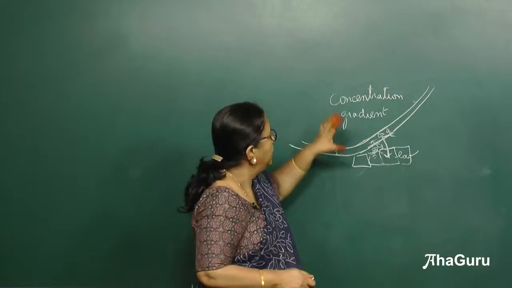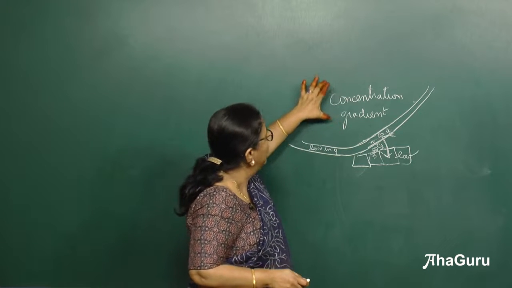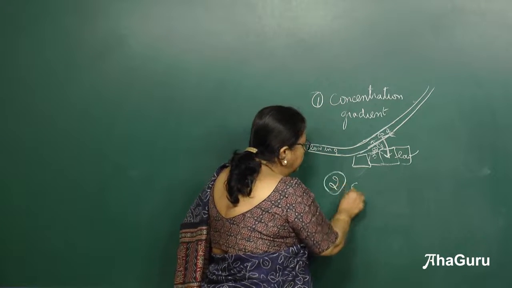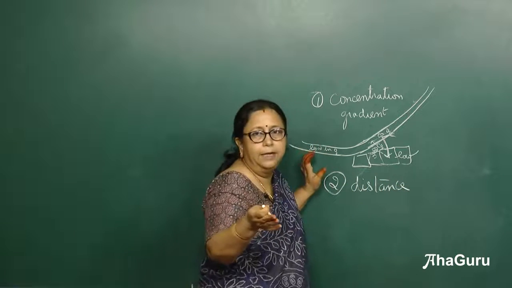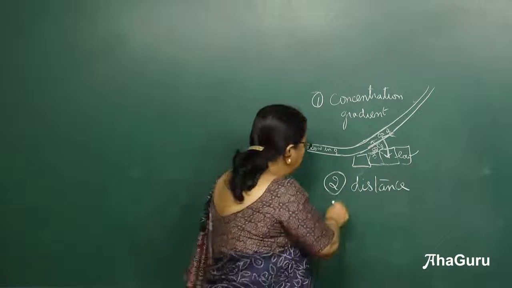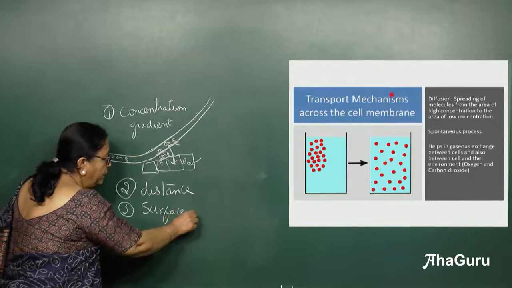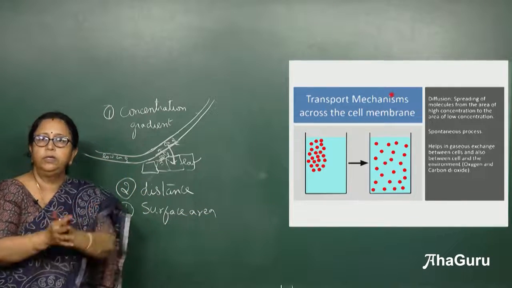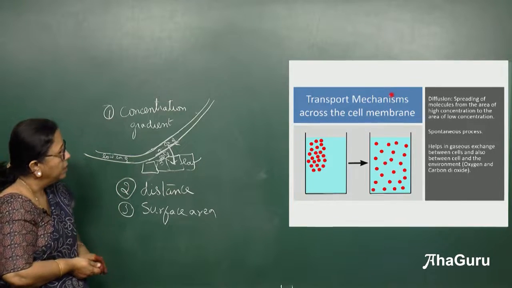More molecules will diffuse. So the diffusion depends on the concentration gradient, and the second factor it depends upon is the distance. The shorter the distance, the higher the rate of diffusion. Naturally, right? It doesn't have to move a lot. So if the distance is small, it will happen faster. The third thing is surface area. Surface area means how much area is available for diffusion. If a lot of area is available, more molecules will diffuse, right? So these are the three main things that control the rate of diffusion.